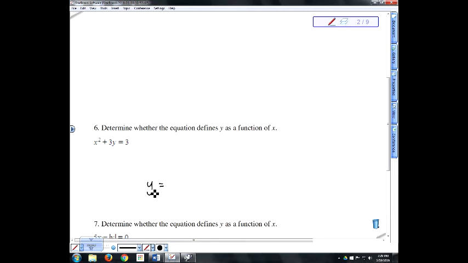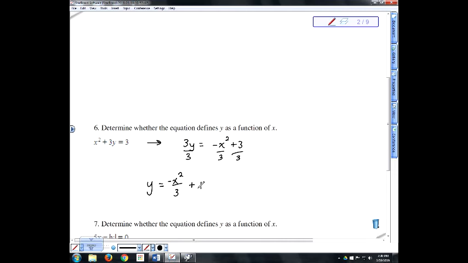So for this one, if you subtract the x squared, you're going to get 3y equals negative x squared plus 3, and then if you divide by 3, you're going to get y equals negative x squared over 3 plus 1. Now you've got to decide whether or not this is a function of x. Like I mentioned earlier, you can plug different numbers in for x to make sure that you only get one number out for y. Perhaps an easier way for this problem is to imagine or to try to graph this.